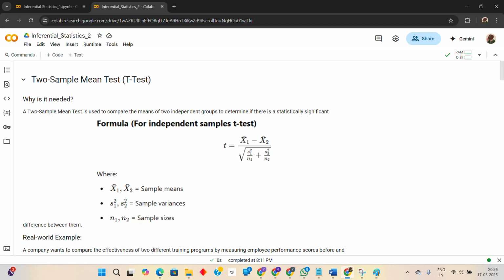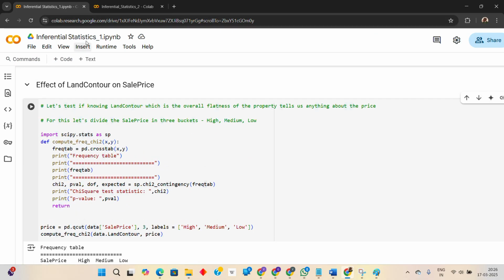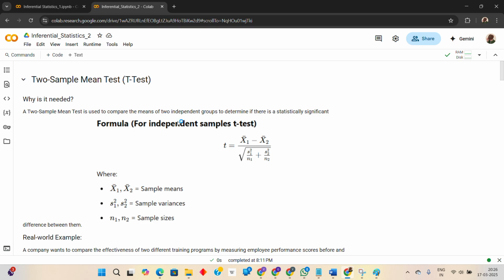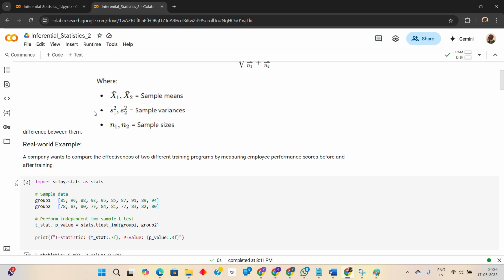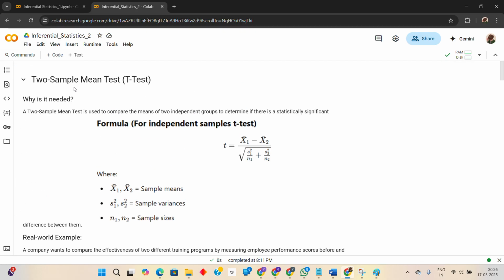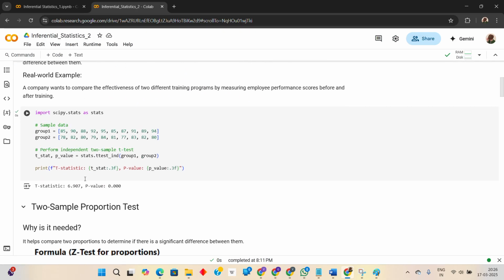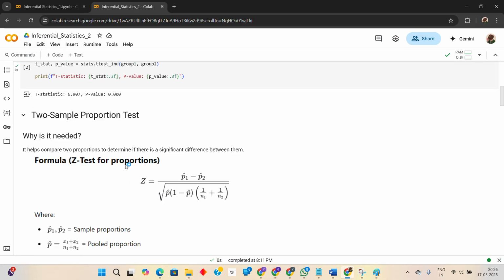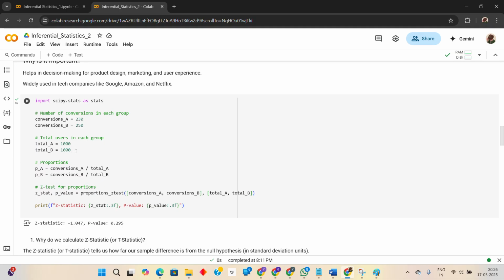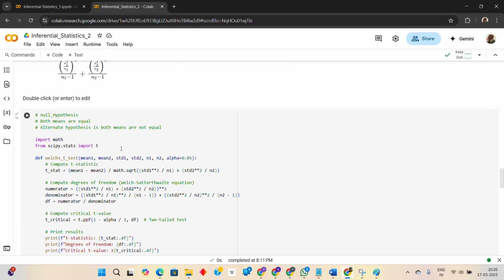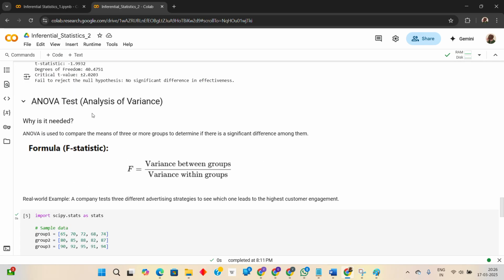Let us discuss the remaining topics, like the two sample mean test. The two sample mean test is also called the t-test. Earlier was the z-statistic and z-test; this is the t-test. Don't confuse them. The remaining concepts are the two sample mean test and the two sample proportion test, followed by A/B testing, then one problem statement, and then ANOVA.